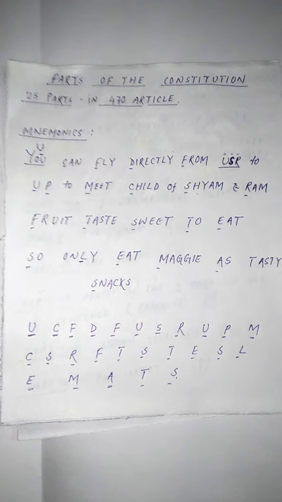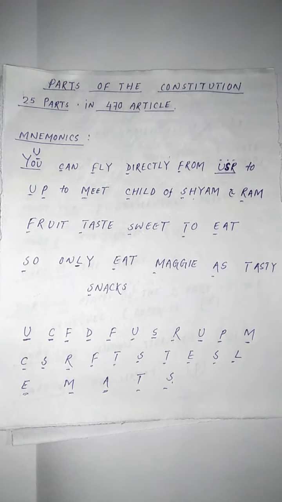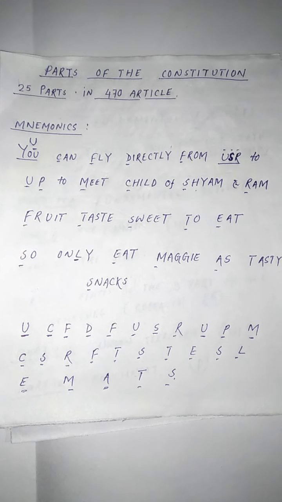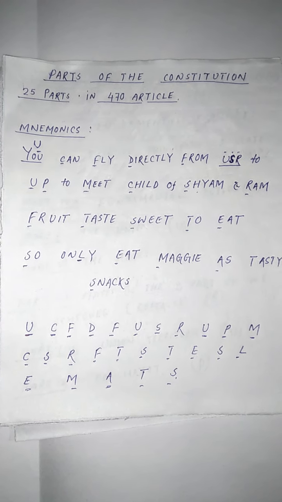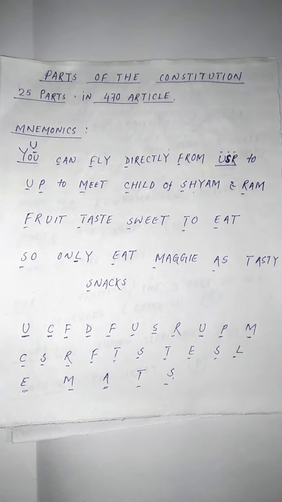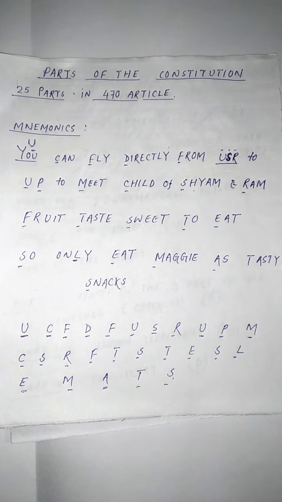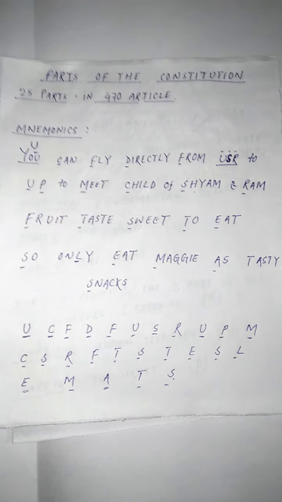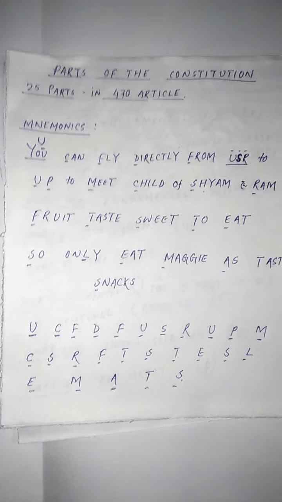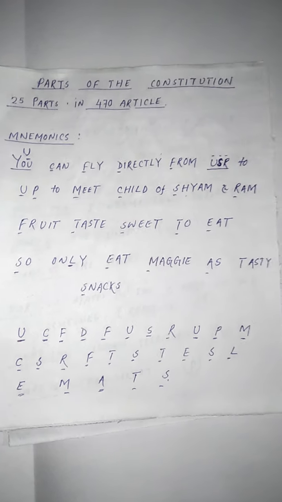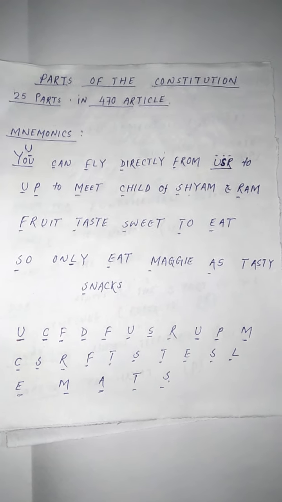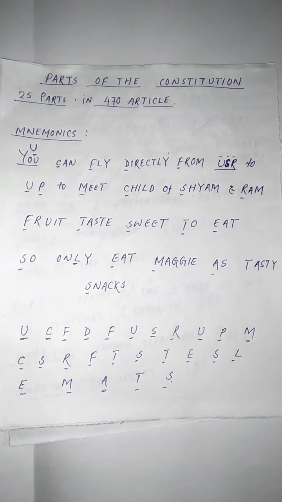There are 25 parts. That means we are going to form a sentence which contains 25 letters, one letter for each of the 25 parts, and here we go. This is the mnemonic. Very interesting, very funny tricks to remember.